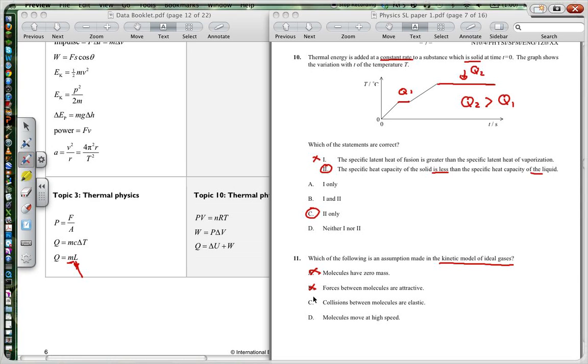Collisions between molecules are elastic. This is true. And molecules move at high speeds. Not always. They can, but they can also move slowly. So 11C is the correct answer there.